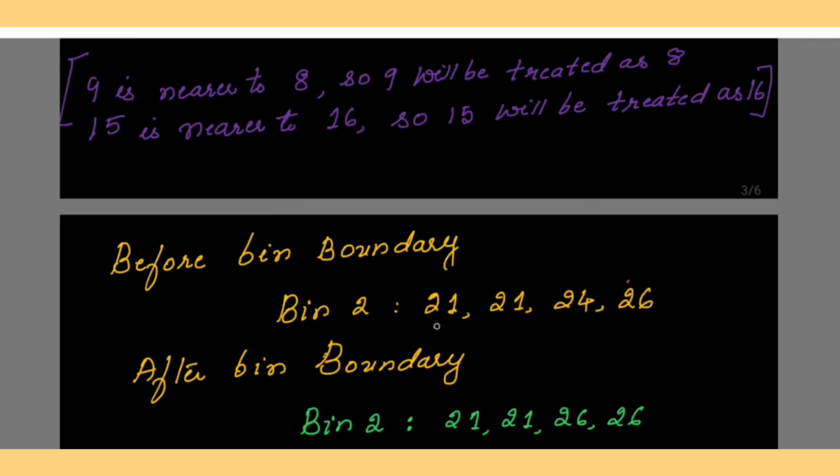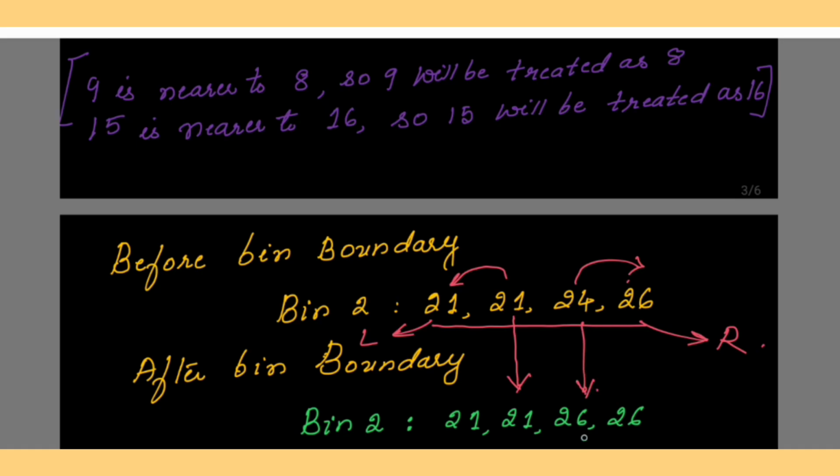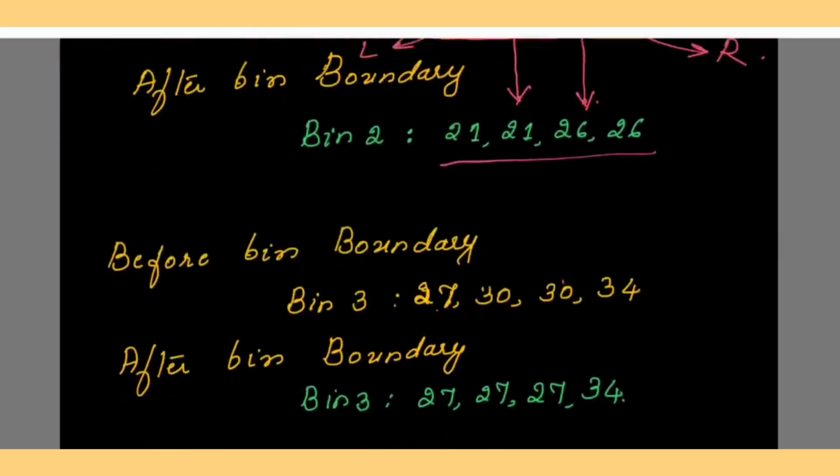Similarly, check for bin 2. Bin 2 elements initially are 21, 21, 24, 26. This 21 is the left boundary element and 26 is the right boundary element. The in-between element 21 is equal to the left boundary 21, so this 21 will be replaced with 21. Then is 24 closer to 21 or 26? It is closer to 26. So 24 will get replaced with 26. Your bin 2 will be 21, 21, 26, 26.